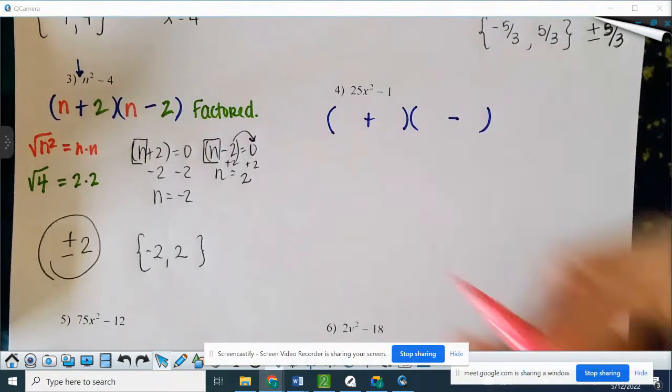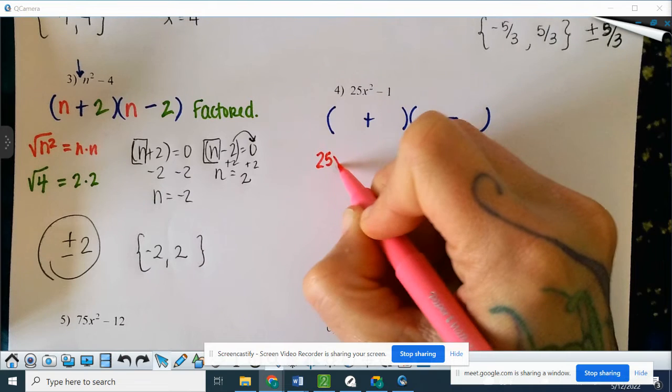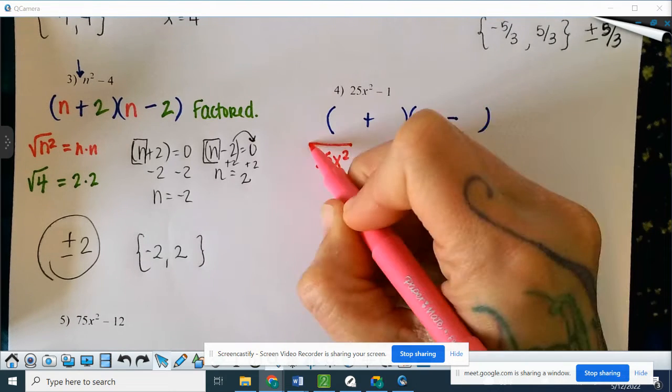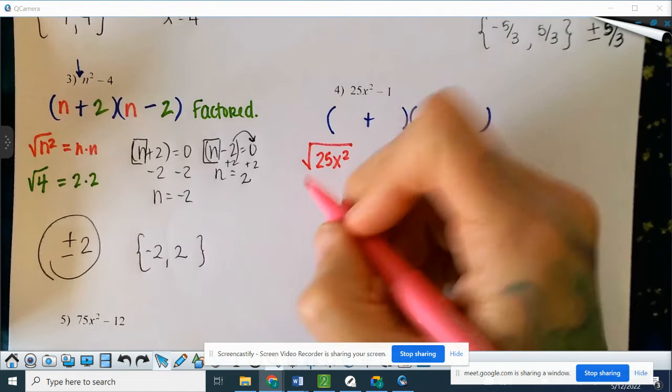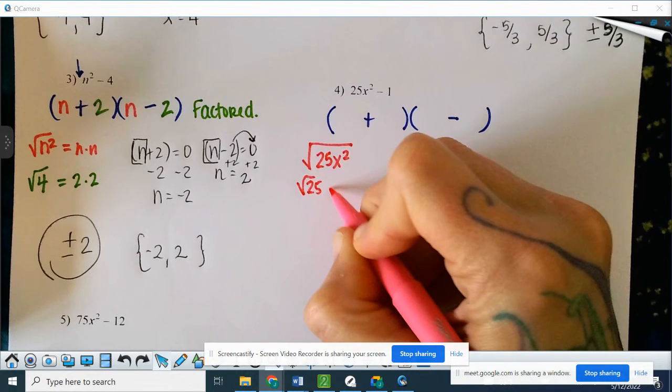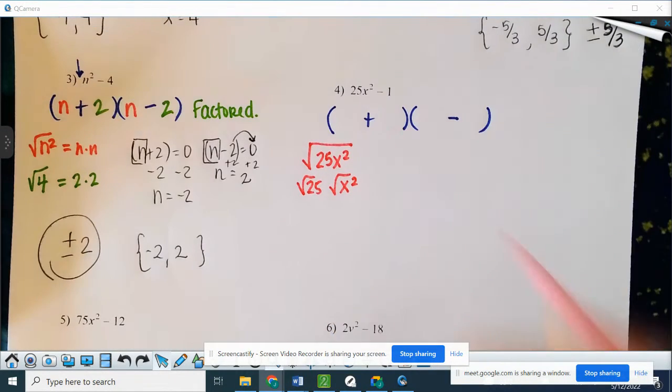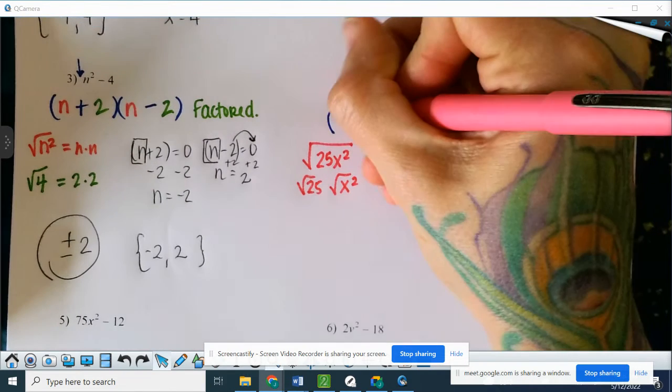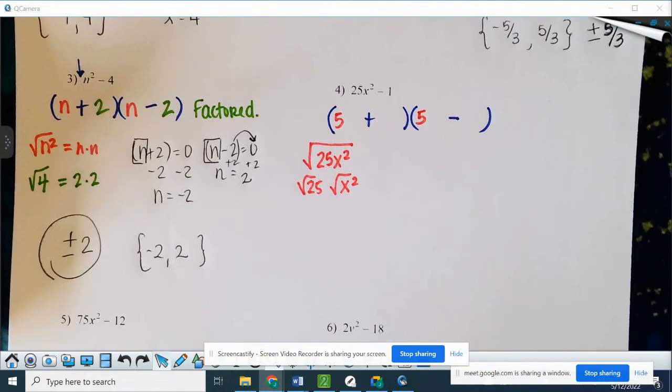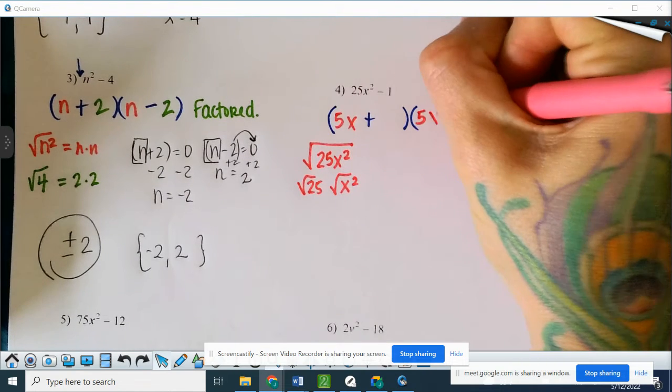So we're going to take 25x squared and we're going to take that square root. And you can break it up separate. So square root of 25 and the square root of x squared. Who can tell me what the square root of 25 is? Yes, sir. So there's going to definitely be a 5 in the front. Who can tell me what the square root of x squared is? So what did I multiply? Yes, good job. Thank you, Cadence. Thank you, Joseph. So 5x.